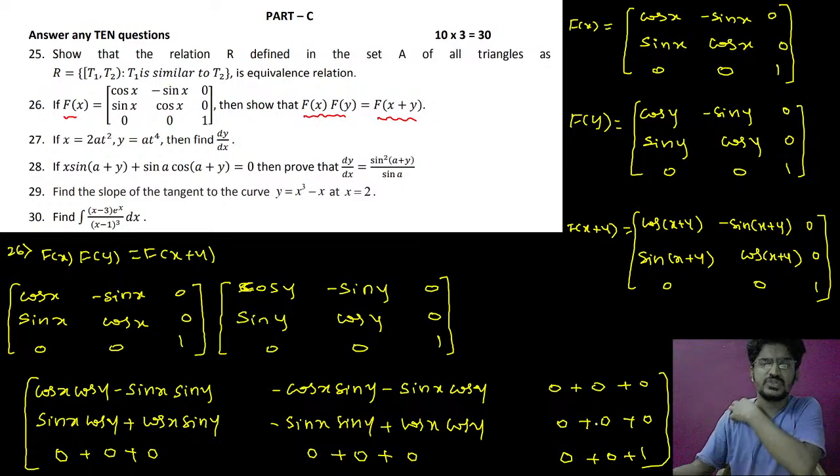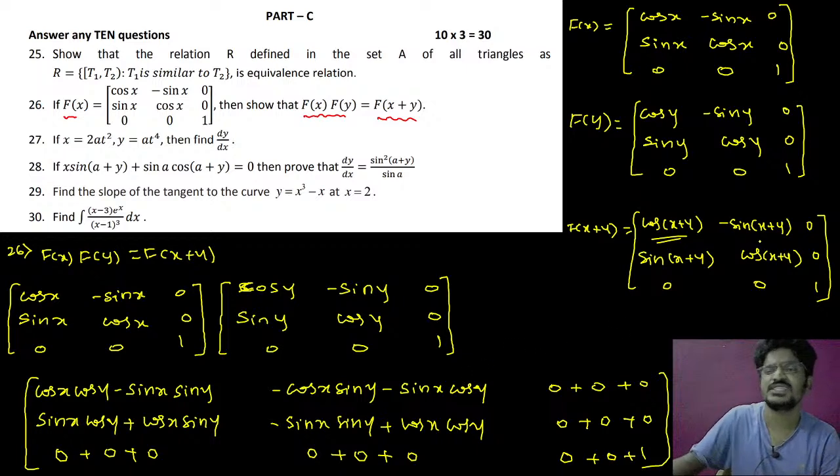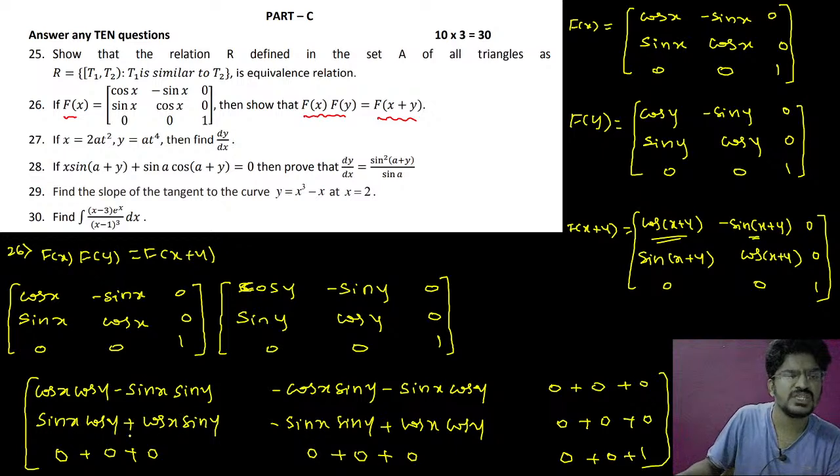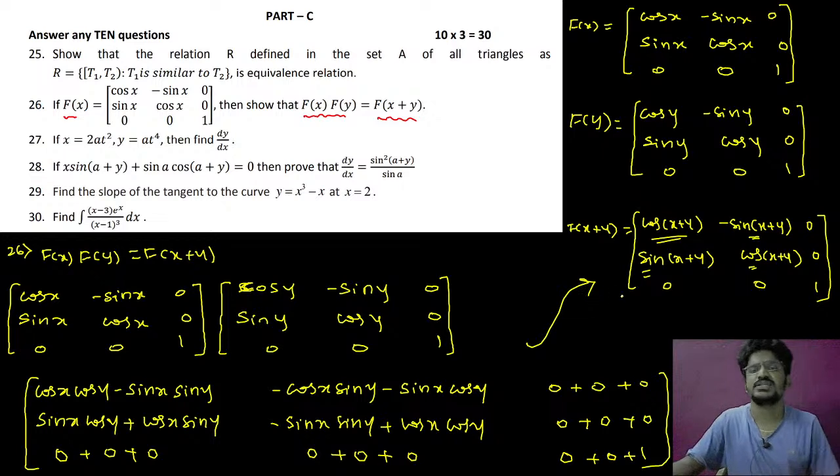Okay, so my dear students, you can see here cos x cos y minus sin x sin y means cos of x plus y formula. Here you just take minus sign common. If you take minus sign common, cos x sin y plus sin x cos y you will get, that is the formula of sin of x plus y, and this term is 0. Here this is the formula of cos of x plus y, and the third row is very common, you will get 0, 0, 1.